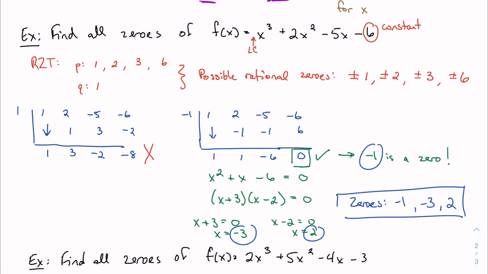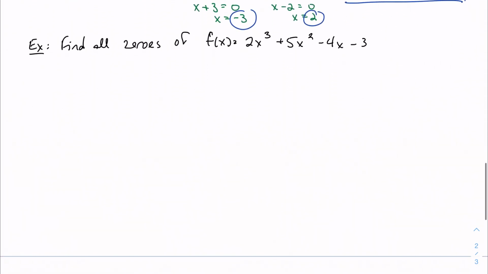Okay, and just to try one more, just to start talking about what happens when I have a leading coefficient that is not 1. Right, so here's my constant again. Now my leading coefficient is 2, so let's see how that changes things. From my rational zero test, p is factors of my constant, just 1 and 3. And then q is factors of my leading coefficient. My leading coefficient is 2, my factors of 2 are 1 and 2.